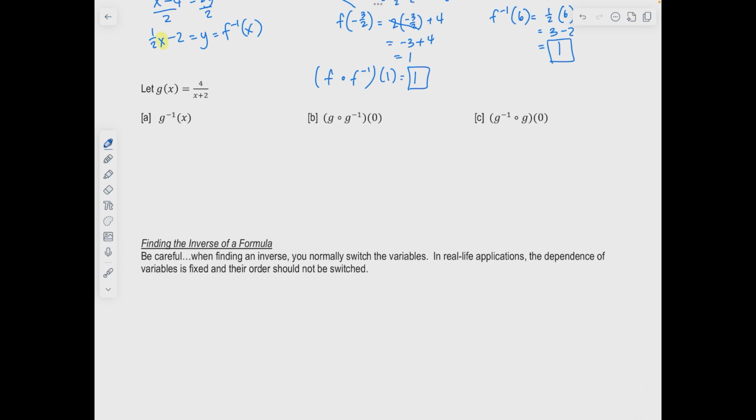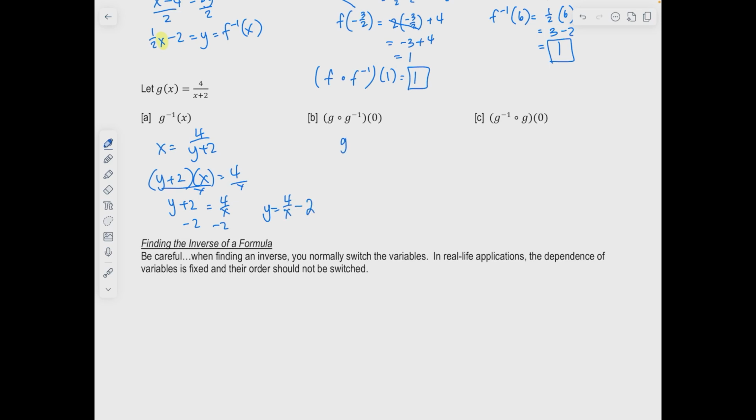Okay, for g of x, g inverse: x equals 4 over y plus 2. I multiply the y plus 2 to the other side. I divide by x. I'm sorry, I do not divide by 4. I divide by x. So I get 4 over x. And then the last thing I do is subtract the 2. So y equals 4 over x minus 2.